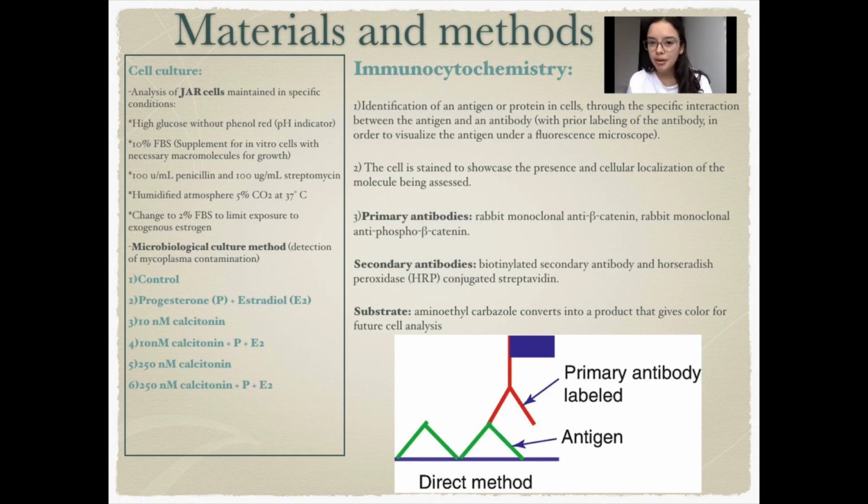Into that primary antibody, they also bound a secondary antibody. These secondary antibodies acted as enzymes which converted the substrate, in this case the aminoethyl carbazole, into a product that would irradiate color so that they could assess the presence of this protein under a microscope depending on how much color was irradiated.